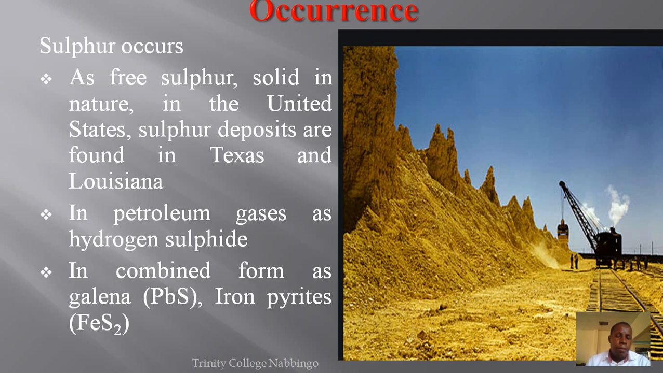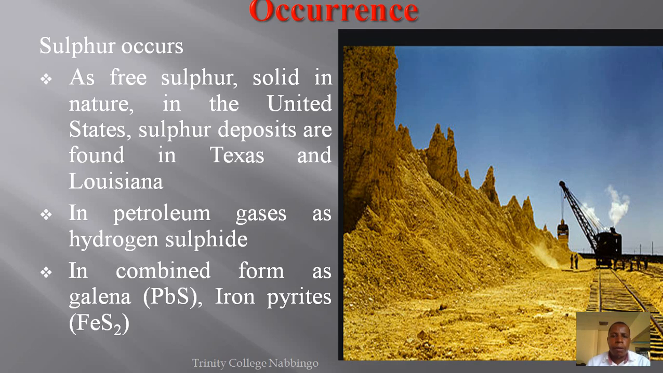Then it can be found as a product of petroleum, for example, as hydrogen sulfide, and then it can also be found in a combined form as iron pyrites, or lead sulfide, which we call galena. On the right hand side, we are showing a picture of some of the mines of this sulfur. So basically, there are three ways in which sulfur can be found: either in free form.